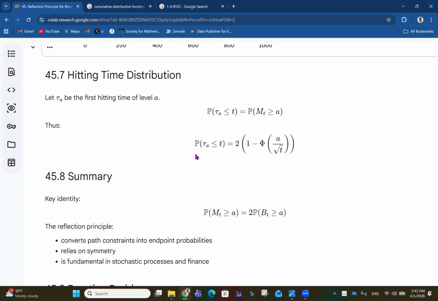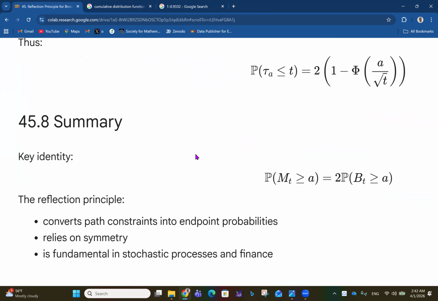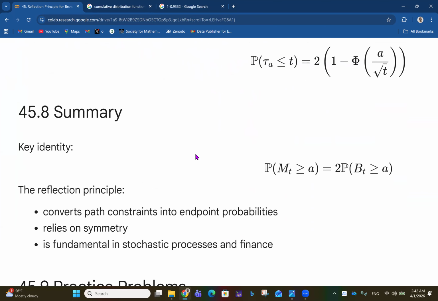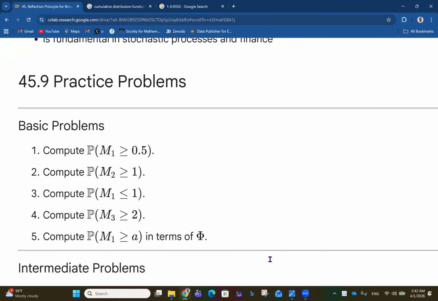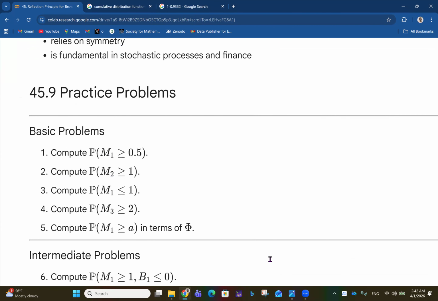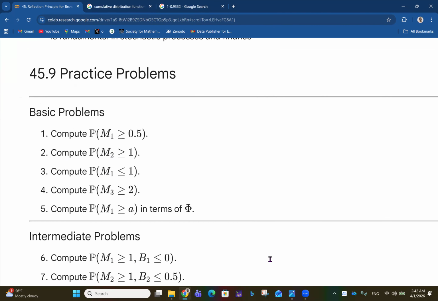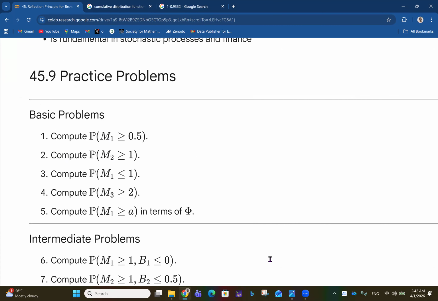In summary, we see the key identity: the probability that M_t is greater than or equal to a is equal to 2 times the probability that B_t is greater than or equal to a. The reflection principle converts path constraints into endpoint probabilities and relies on symmetry. It is fundamental in stochastic processes and finance. So we have problems that we can practice. You can use any of the ones up there to deal with this.